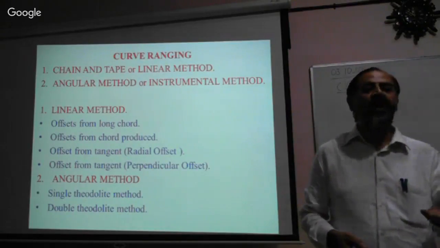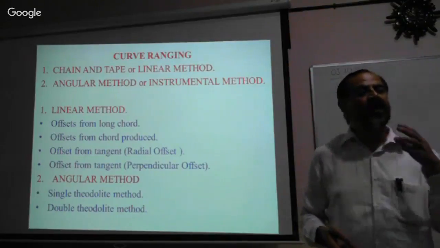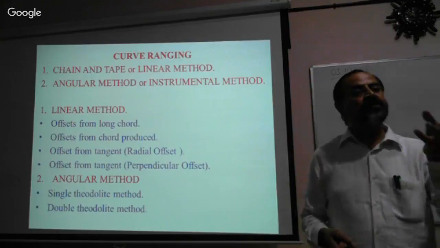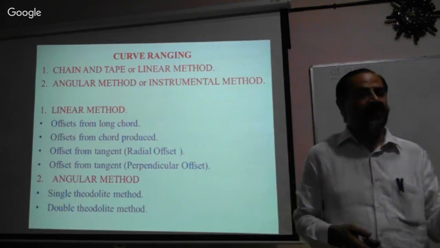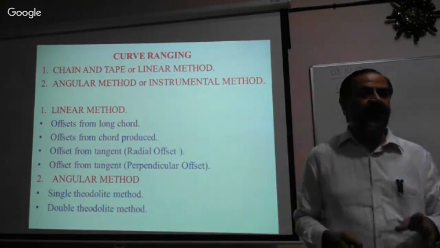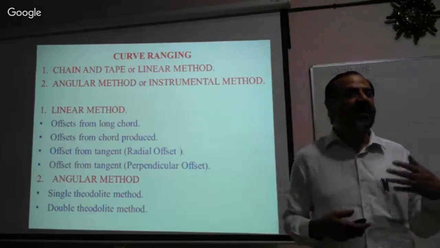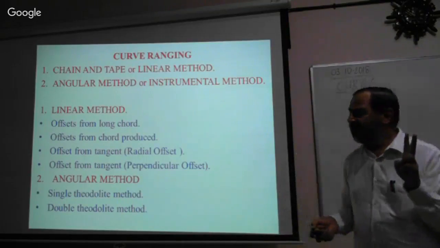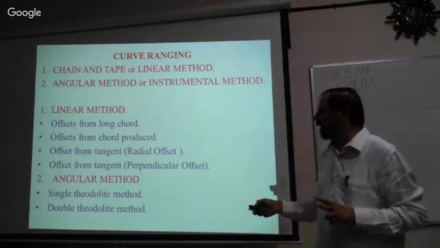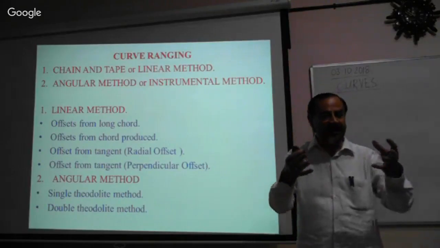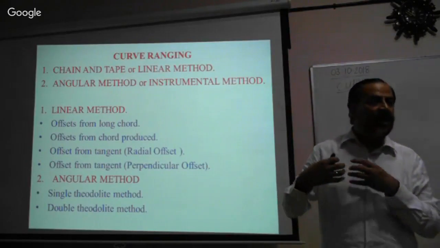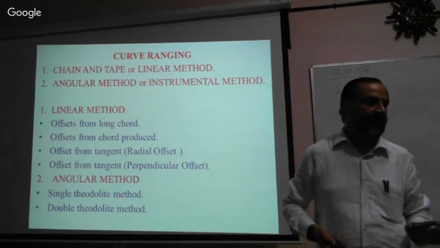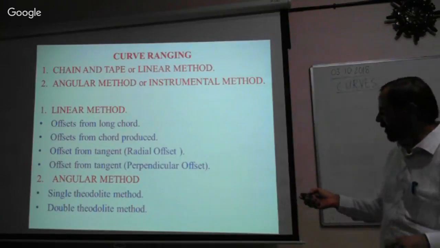Now what we have discussed so far: there are terminologies related to curves, then types of curves, then methods of curve ranging, linear methods and instrumental methods. There are two methods. In these two methods, mainly we are calculating the data required to transfer the curve from paper to the field. That is the main object. Now we will see one by one.